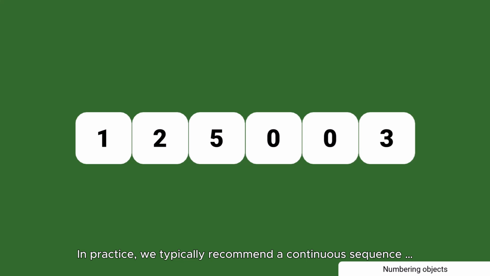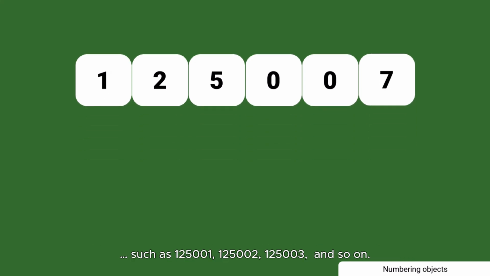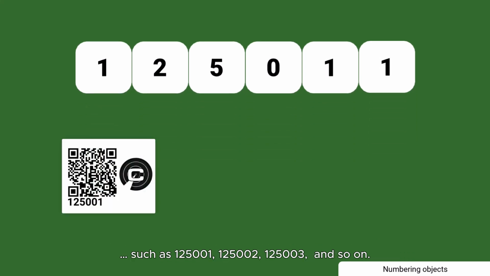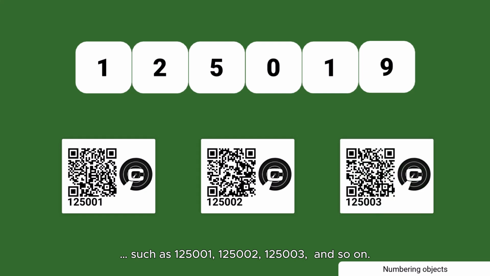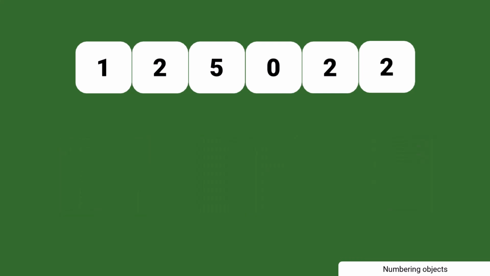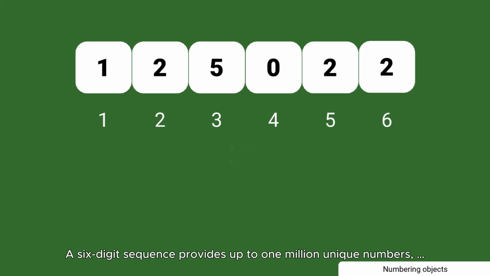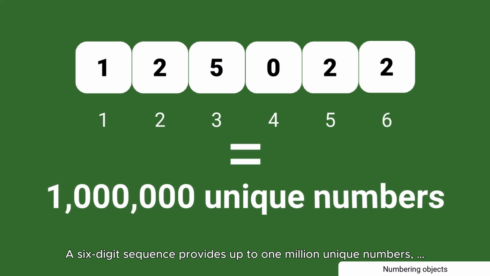In practice, we typically recommend a continuous sequence such as 125,001, 125,002, 125,003, and so on. Using a sufficiently long numbering sequence also improves the clarity of search results and makes it easier to find the correct object. A 6-digit sequence provides up to 1 million unique numbers, which is more than sufficient for most organizations.